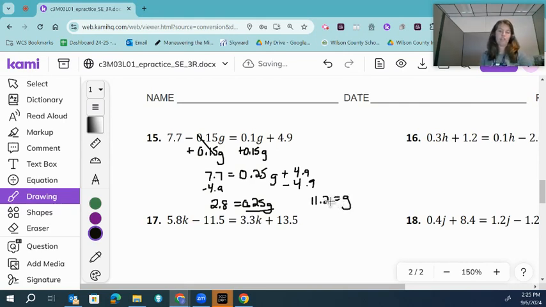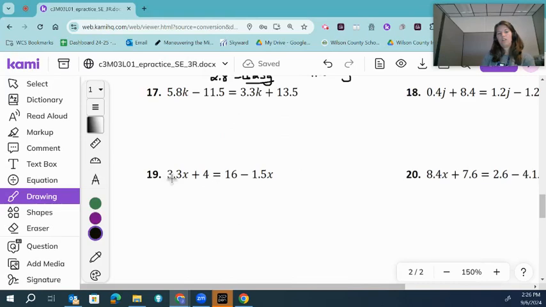Again, go back to the beginning and check my work. 7.7 minus 0.15 times 11.2 gives me 6.02. Do the same thing on the other side. 0.1 times 11.2 plus 4.9, 6.02. So this is correct.